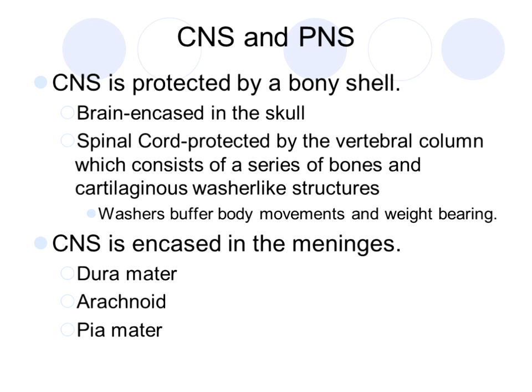The CNS is protected by a bony shell. It is encased in the skull. The brain is encased in the skull. The spinal cord is protected by the vertebral column, which consists of a series of bones and cartilaginous washer-like structures. Those washer-like structures are important for buffering body movements, and they also help to bear weight.